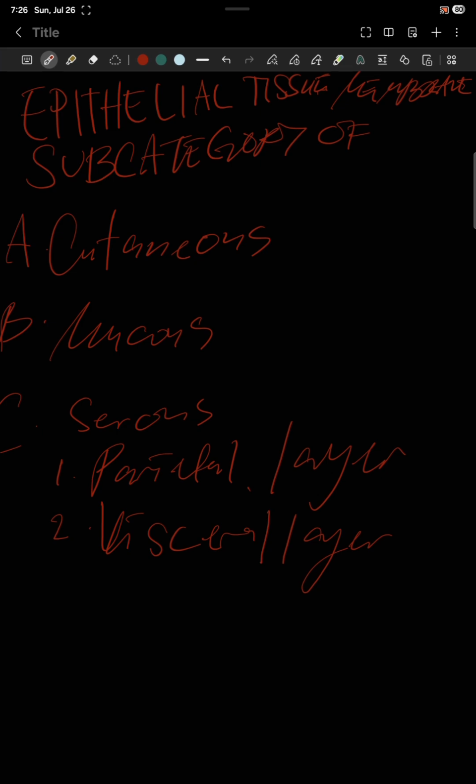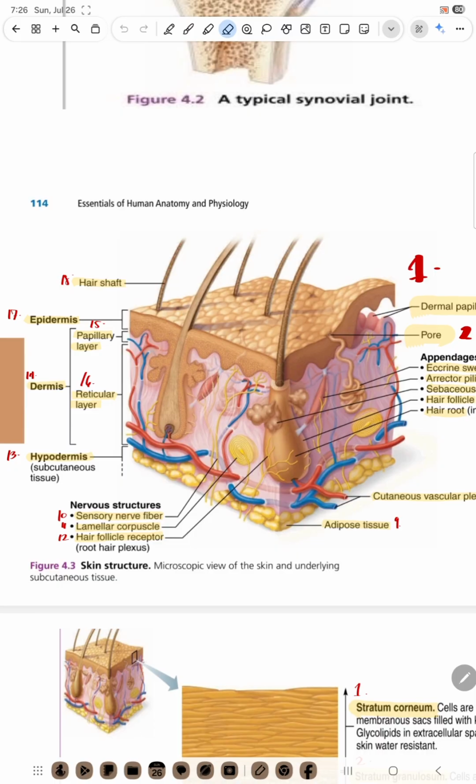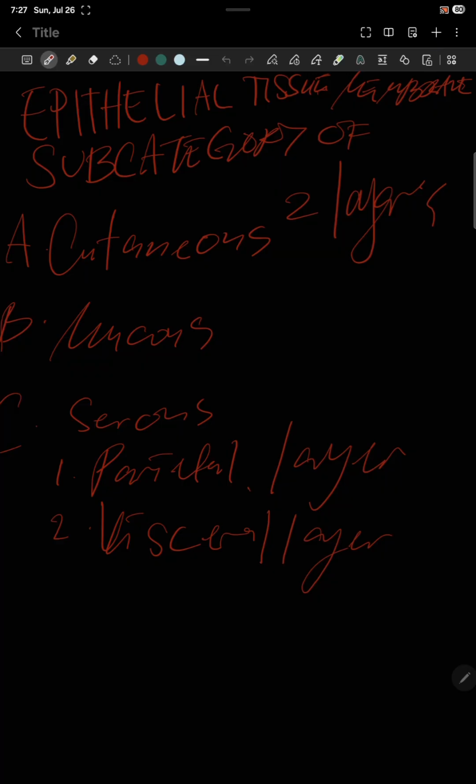The cutaneous membrane is composed of two layers, which are the superficial epidermis and the underlying dermis. Here it looks like this. This is what you call the cutaneous membrane. It is composed of two layers: the superficial epidermis, here it is, and then the second layer is the dermis, which is here.